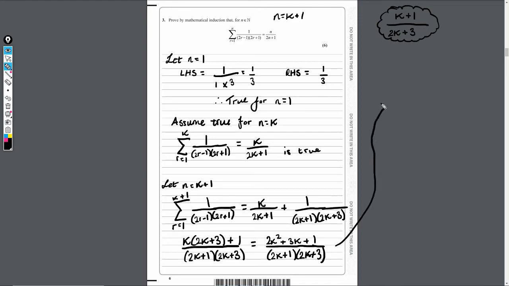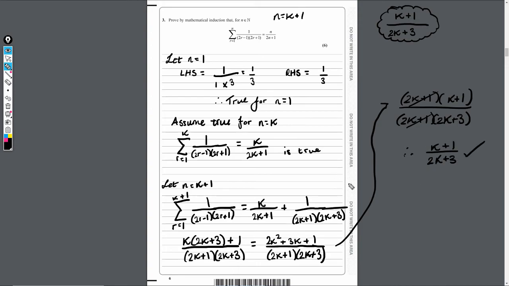Now we can try and factorise this numerator, which factorises quite nicely. This 2k squared plus 3k plus 1 will factorise to give you 2k plus 1 times k plus 1, over still the same denominator, 2k plus 1 times 2k plus 3. And this is perfect, right? Because now I can cancel my 2k plus 1 with that 2k plus 1, and all I get left with is k plus 1 over 2k plus 3. Perfect. That's exactly what we needed.